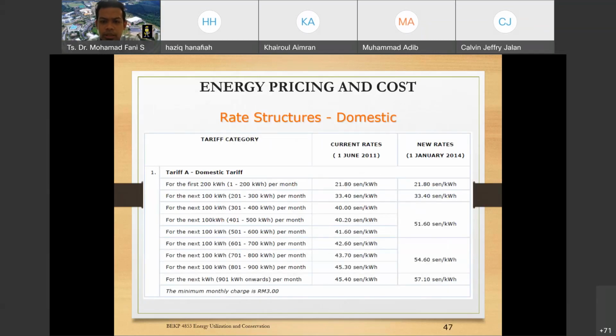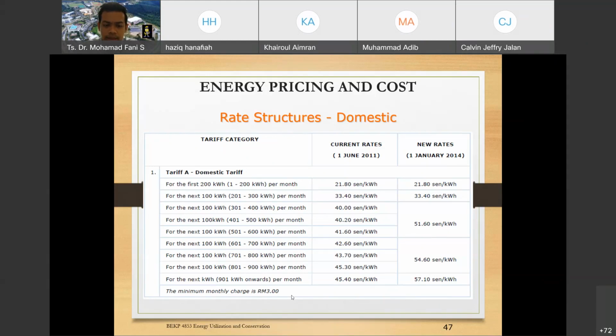Okay, this one, the rate structure for domestic, you can read, please, you can refer to it on your own later on. Okay, new rates started in 2014 as a reflection of the IBR regime introduced in 2014. We have a new base tariff in Malaysia. So this one is the tariff offered for the domestic. We call this tariff domestic for residential.